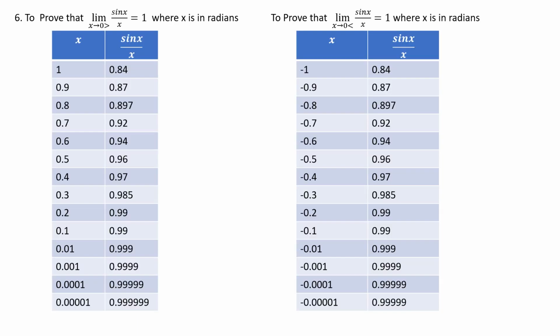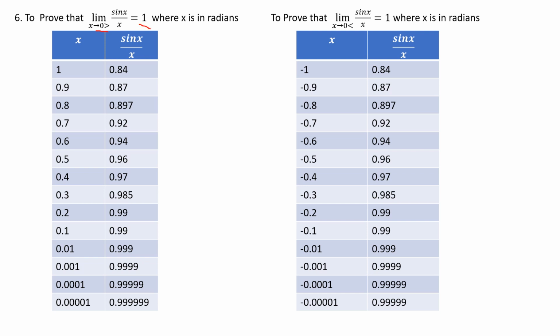Property number 6, we want to prove that the limit as x tends to 0 of sin x over x is equal to 1. We are going to prove it on the right and on the left hand side limit. When we start with the right hand side limit, as x tends to 0 from the right, sin x over x is tending to be 1.